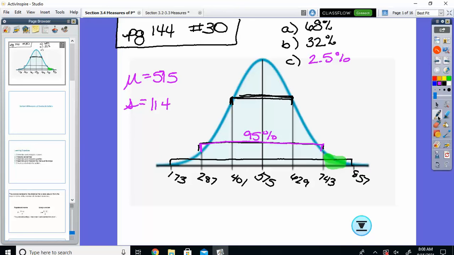So that was 2.5 because it goes all the way, right? But if it was just that little chunk, wouldn't it be like 2.35? Yes.